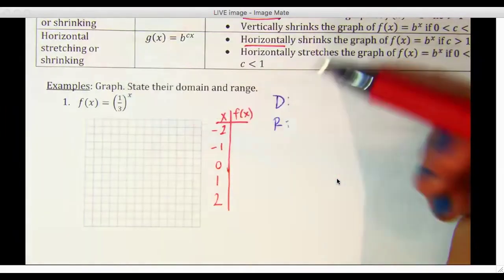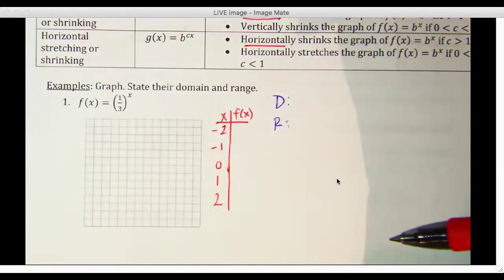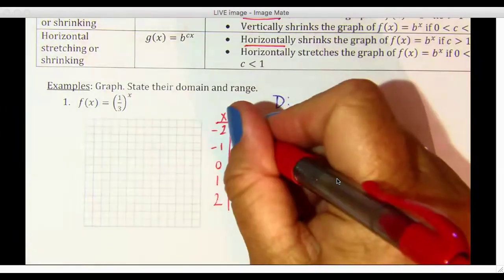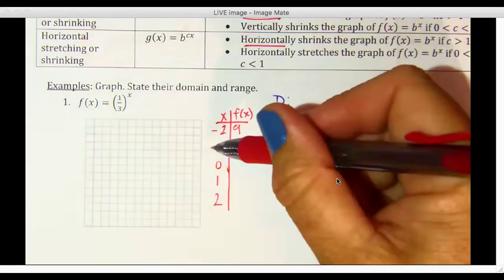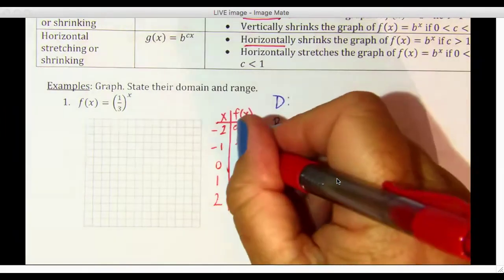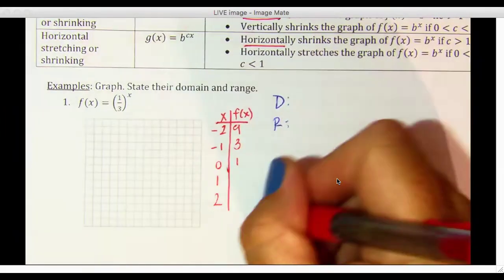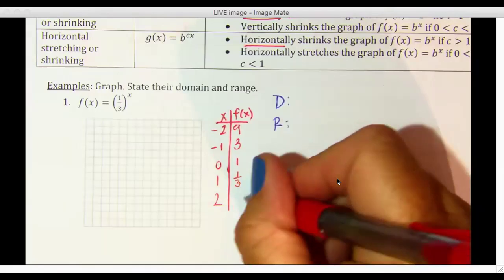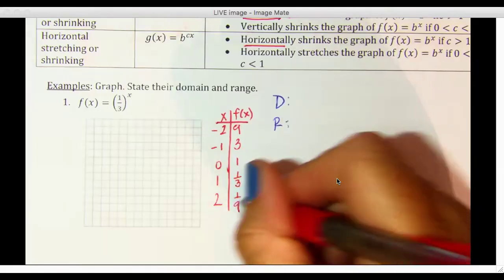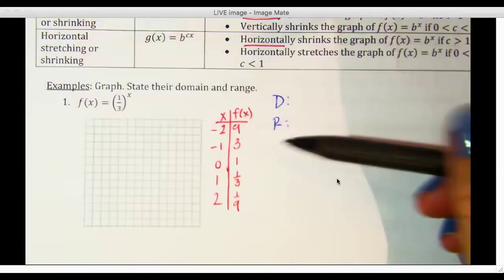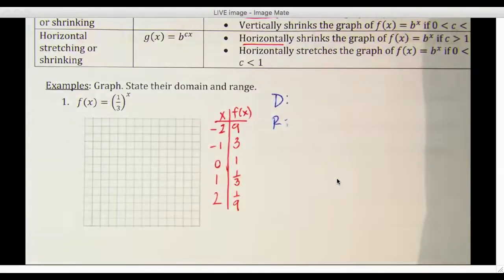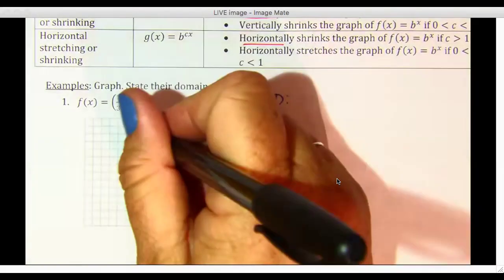So 1/3 to the -2 power, that negative will flip it, and then squared would be 9. 1/3 to the -1 will be 3. 1/3 to the 0 power is just 1. 1/3 to the first power is 1/3, and 1/3 squared is 1/9. And hopefully you're noticing this kind of reciprocal pattern here with these values. That'll continue to be the case.